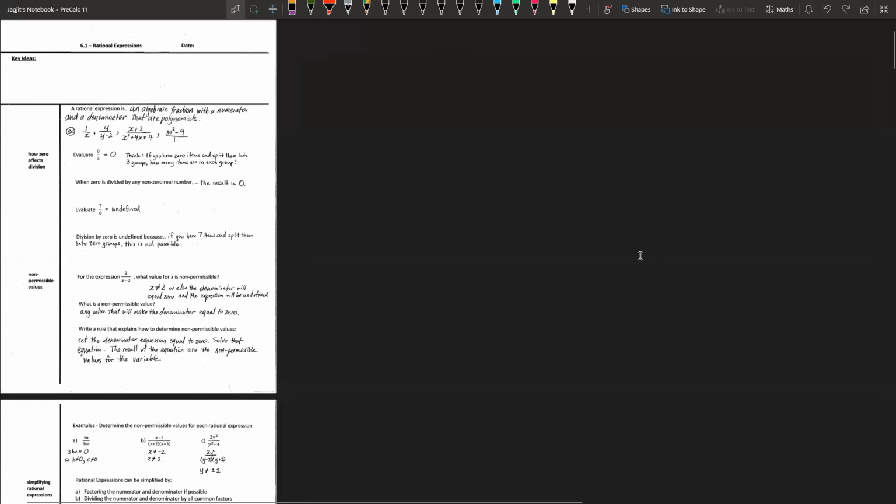Hi everyone, so today we're going to be going over rational expressions, okay? Before we go into the questions, let's talk about non-permissible values. We're going to first talk about non-permissible values. What's the meaning of this?